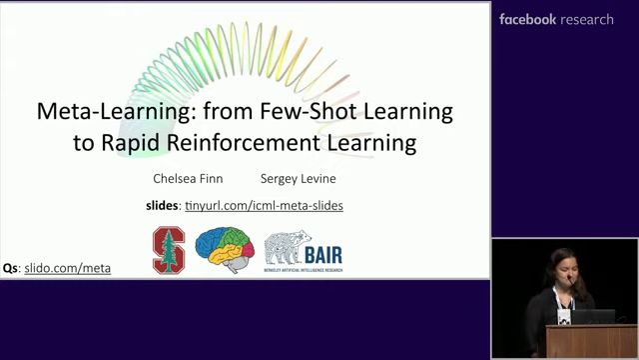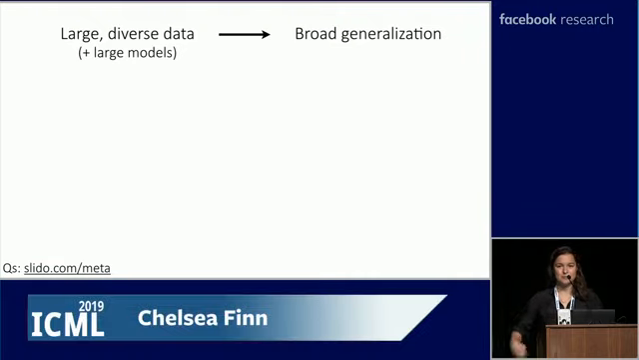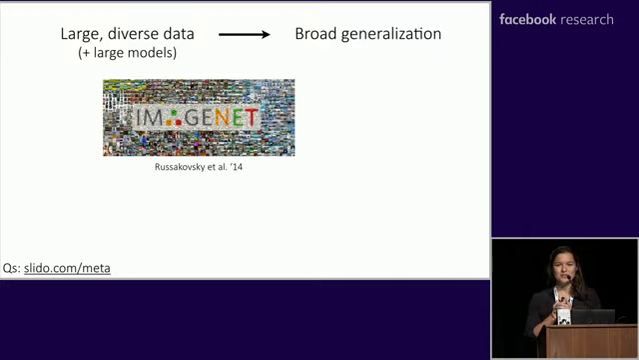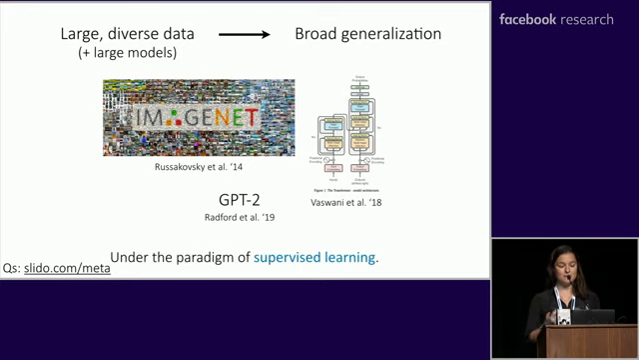So let's get started. A lot of the motivation for metalearning comes from being able to learn from small amounts of data. In particular, what we've seen is that metalearning thrives with large data sets. If there's one thing to take away from the last few years of machine learning research, I think it's that large, diverse data sets plus large models lead to broad generalization. We've seen this time and time again, from systems trained on ImageNet to transformer models trained on large machine translation systems to GPT-2 trained for large-scale language modeling. And all of this falls under the paradigm of deep supervised learning.